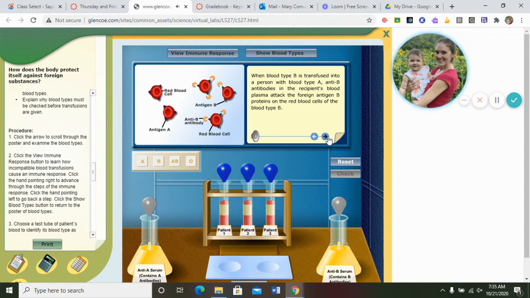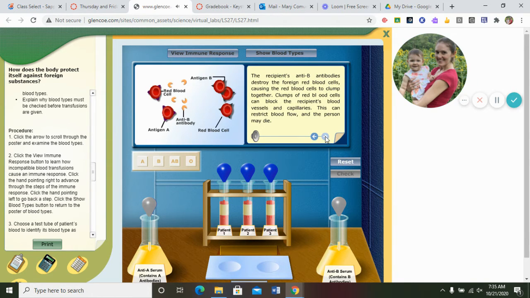When blood type B is transfused into a person with blood type A, anti-B antibodies in the recipient's blood plasma attack the foreign antigen B proteins on the red blood cells of the type B. So these little antibodies are going to come in here and attach themselves to that red blood cell. The recipient's anti-B antibodies destroy the foreign red blood cells, causing the red blood cells to clump together. Clumps of red blood cells can block the recipient's blood vessels and capillaries. This can restrict blood flow and the person may die.